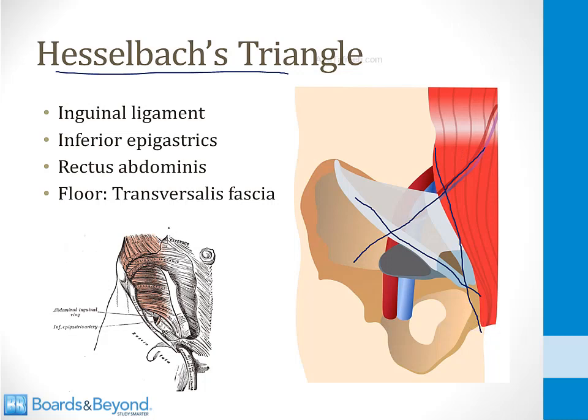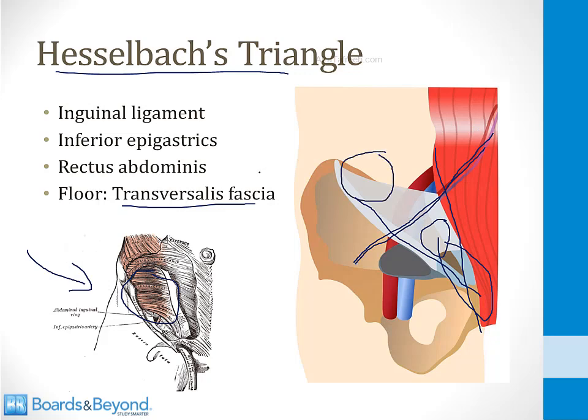The floor of that triangle is called the transversalis fascia. This is a picture of the transversalis fascia on the screen here. This is it right here. I'm circling it with my pen. It becomes weak in direct hernias and breaks down, and a hole opens up, and then bowel can protrude through the transversalis fascia and then pop out of the external ring right here. Note that the origin of this hernia in Hesselbach's triangle is medial to these epigastric vessels here. That contrasts it with indirect hernias, which are lateral to epigastric vessels.